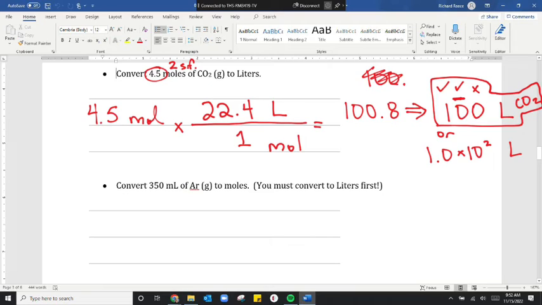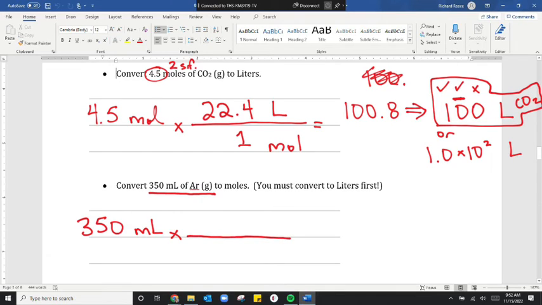All right, then we've got the next one on here. So the next one I wanted to do, just to remind you that if you're starting with anything other than liters, you've got to get it into liters first. This one says, convert 350 milliliters of argon gas to moles. You must convert to liters first. So I'm still going to write down 350 milliliters. If you can do the liters to milliliters or vice versa in your head, that's okay with me too.